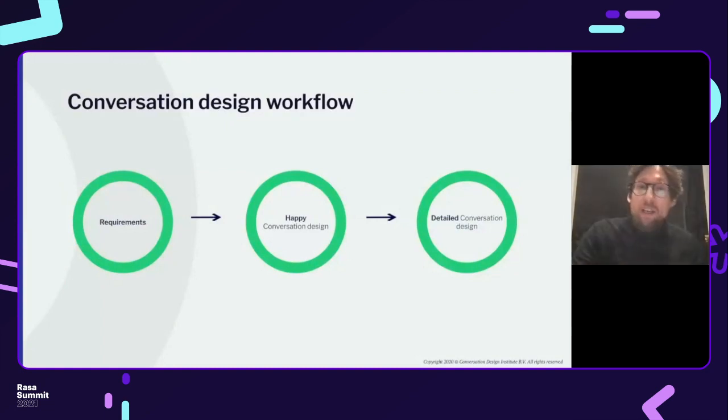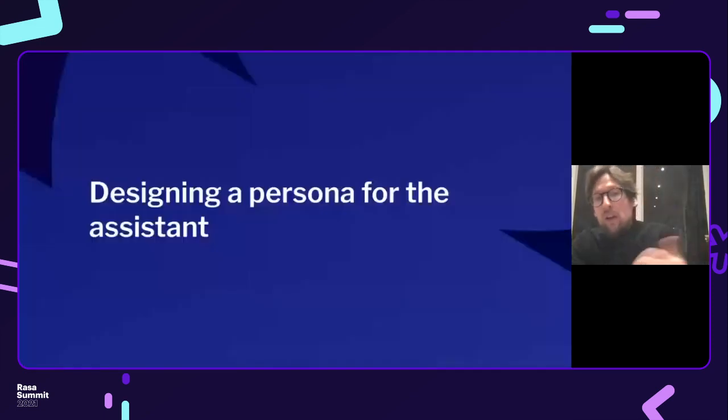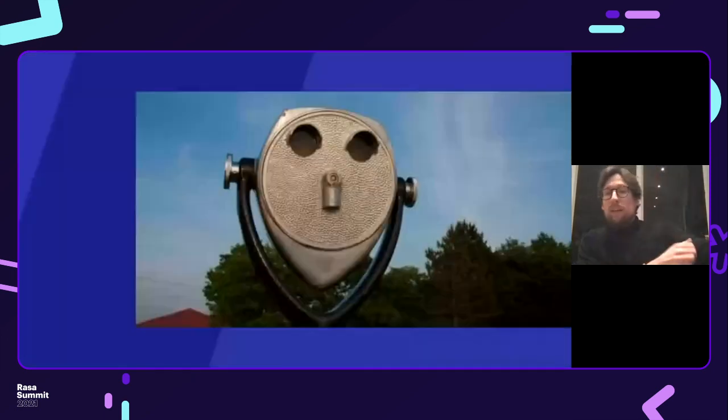And then we have happy conversation design, where we focus on the happy flow, and the detailed conversation design, where we really focus on training the language models, handovers to web or live agent, or can be anything, and repair flows, etc. So let's talk about persona first. This one's always quite nice.